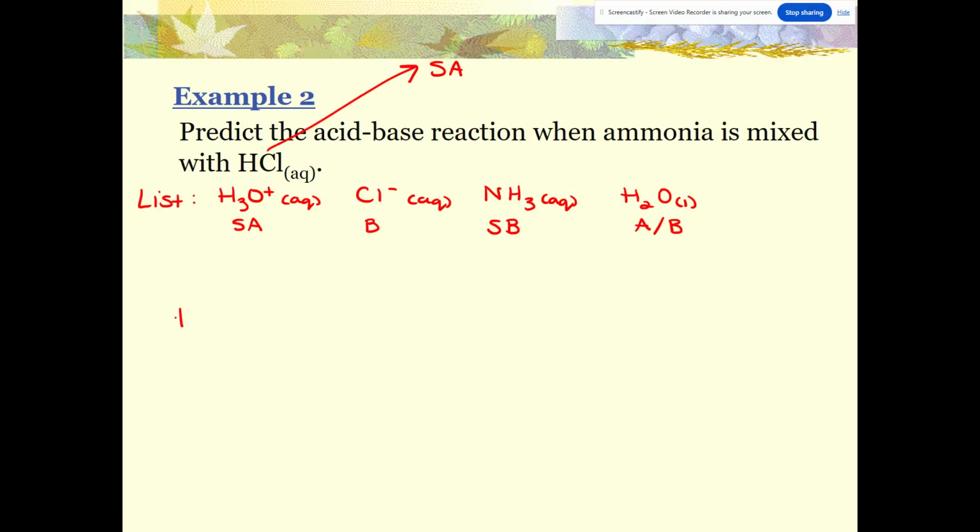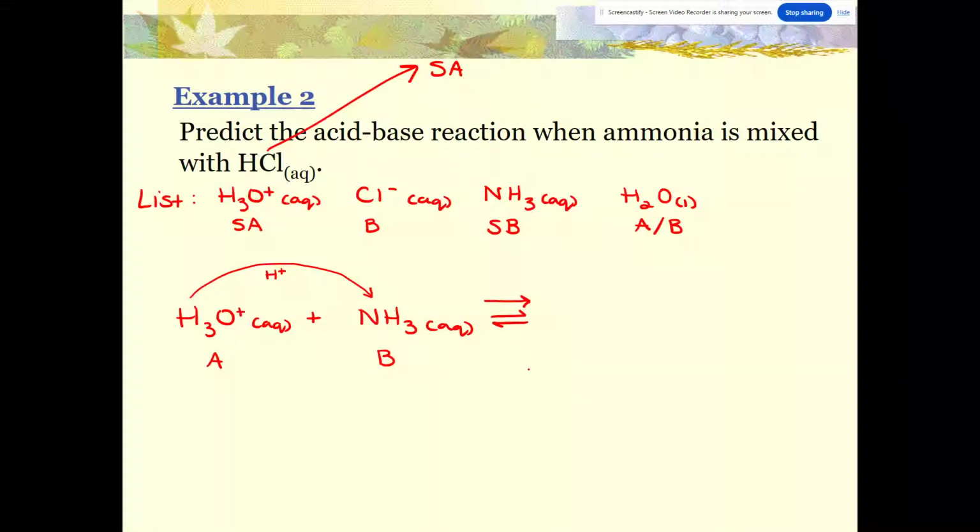So if I write my reaction, I'm going to react my strongest acid, which is the hydronium ion, with my strongest base, which is ammonia. And again, we're transferring the hydrogen, one hydrogen only. Even if there's multiple hydrogens in this section, we only transfer one hydrogen. This is a product favored process again because the hydronium is higher than the ammonia.